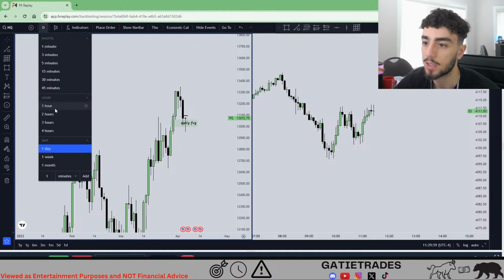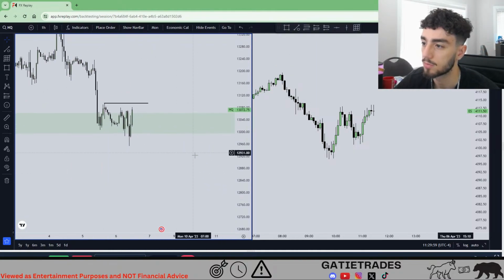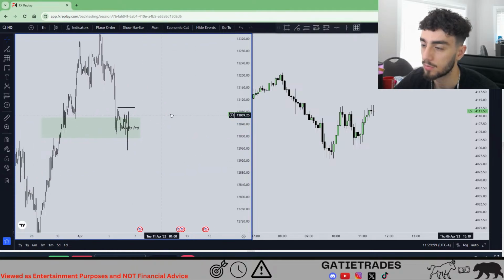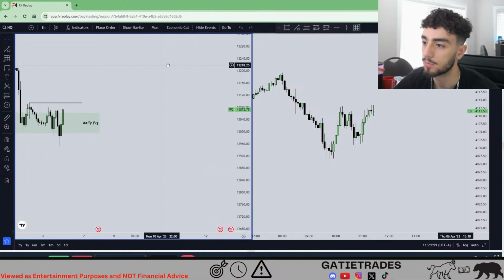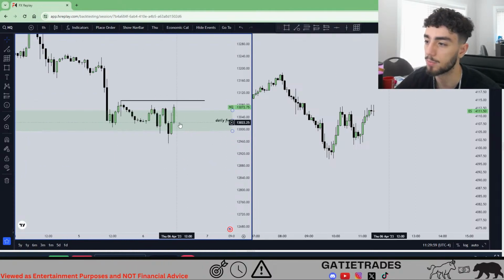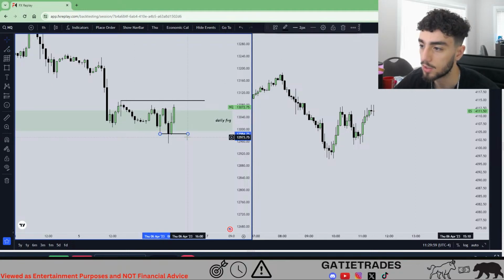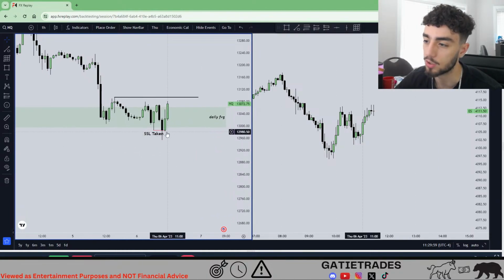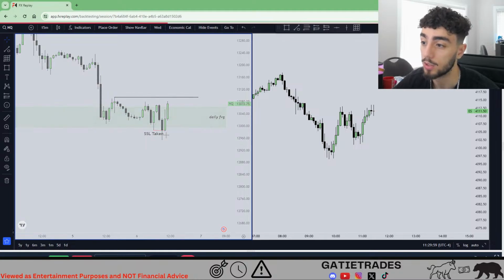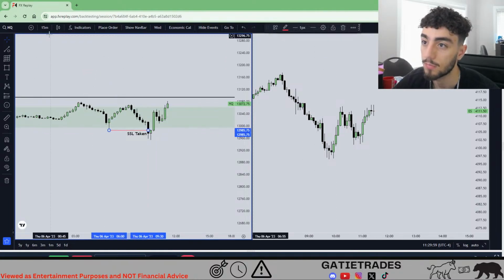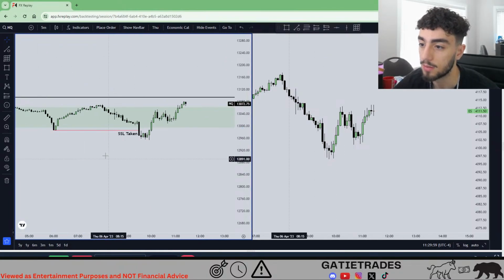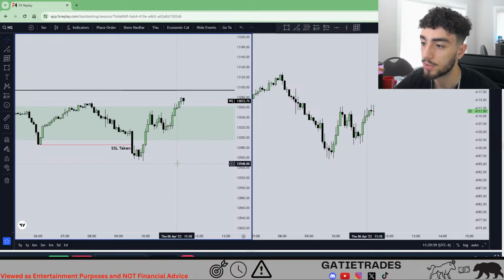Okay. So you're expecting higher prices. You see this bullish daily fair value gap, and then you see this low just got taken. Sell side liquidity was taken right there. So you're expecting this to hold. Sell side was taken on the hourly. Then you can drop down to the 5-minute and look for your trade.